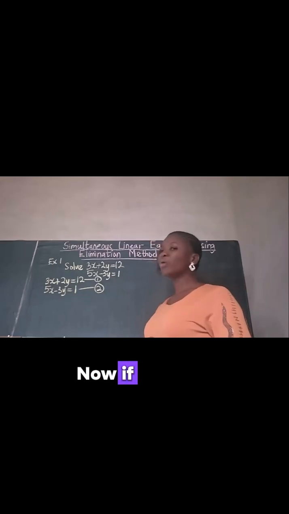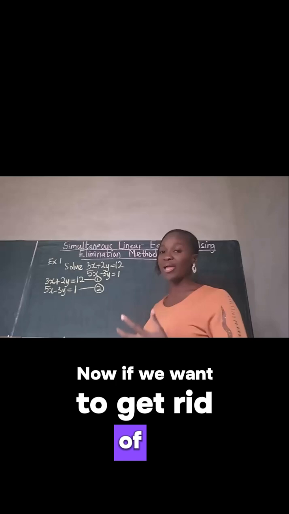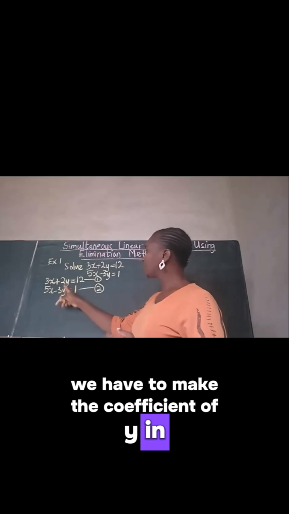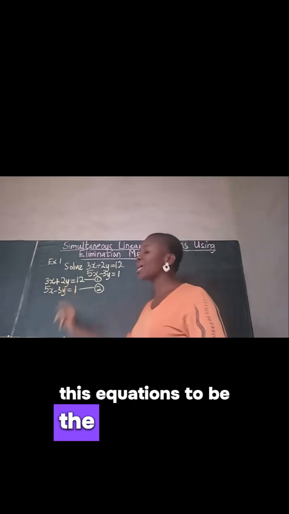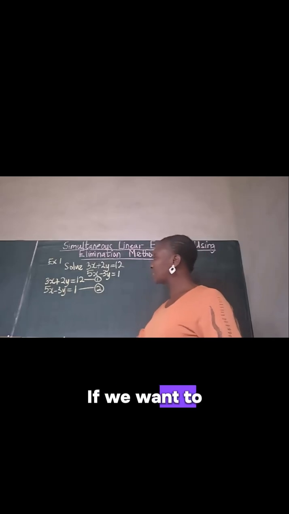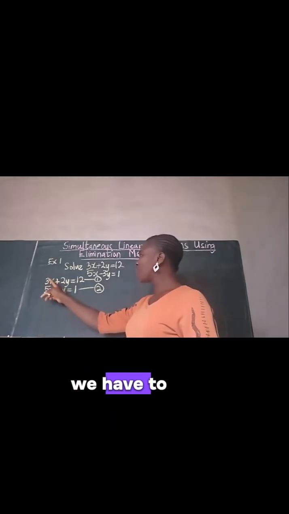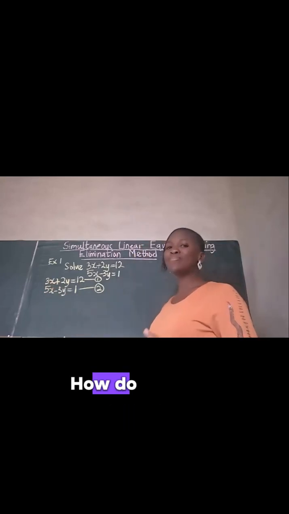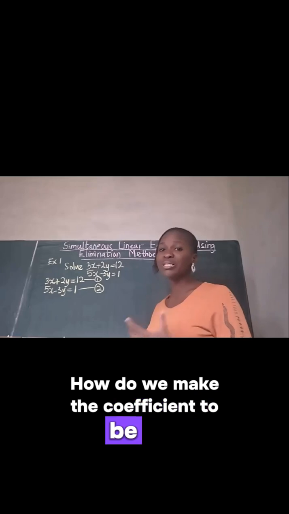Now, if we want to get rid of y, we have to make the coefficient of y in these equations the same thing. If we want to get rid of x, we have to make the coefficient of x the same thing. How do we make the coefficients the same thing?